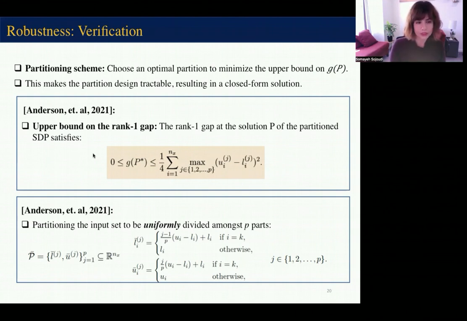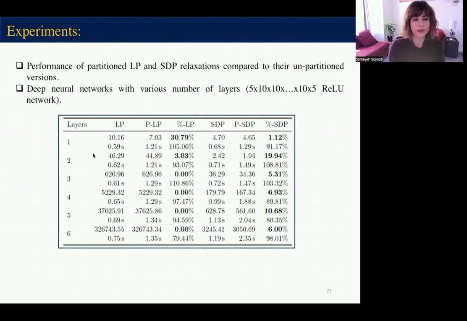But the optimal solution P depends on the partition that we choose, and finding a partition to minimize this gap in turn depends on the variable P itself. To resolve this dependency issue, we first bound this gap by a worst case upper bound, and then choose an optimal partition to minimize the upper bound. And this makes the partition design tractable and results also in a closed form solution. This table summarizes the benefits of partitioned linear programming and SDP relaxation over their unpartitioned versions for deep neural networks with various numbers of layers. The partitioned relaxation errors here are noticeably smaller than their unpartitioned counterparts.